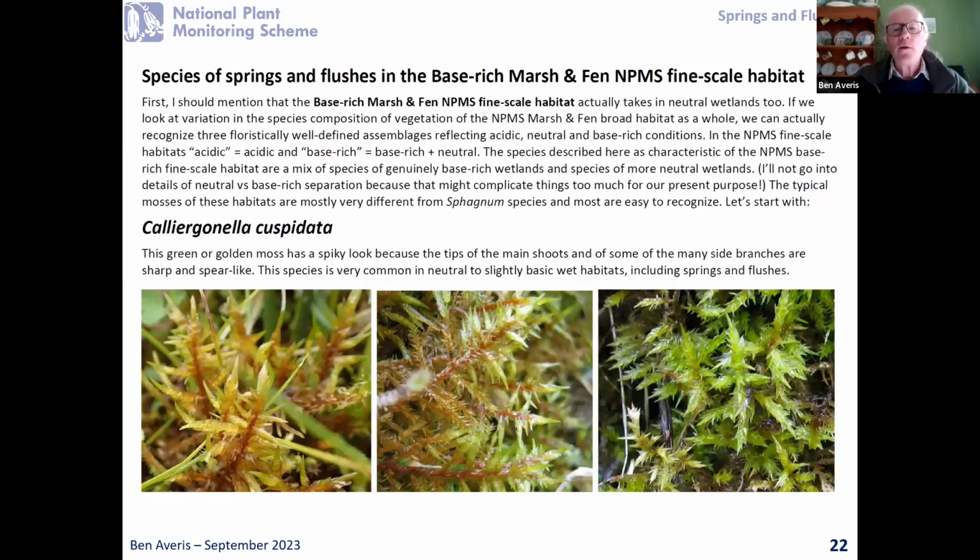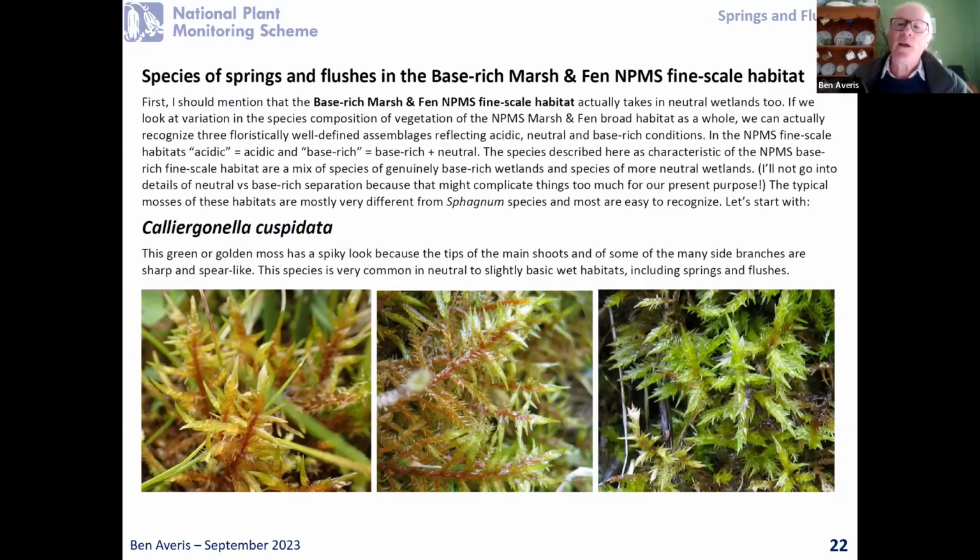Mainly acid. So as I said, there weren't very many of those, so we got through them fairly quickly, and now we can look at some species of the springs and flushes we get in the base-rich fine-scale habitat, which reflects conditions that are more neutral to truly base-rich. So there's quite a wide span here of acidity and species.